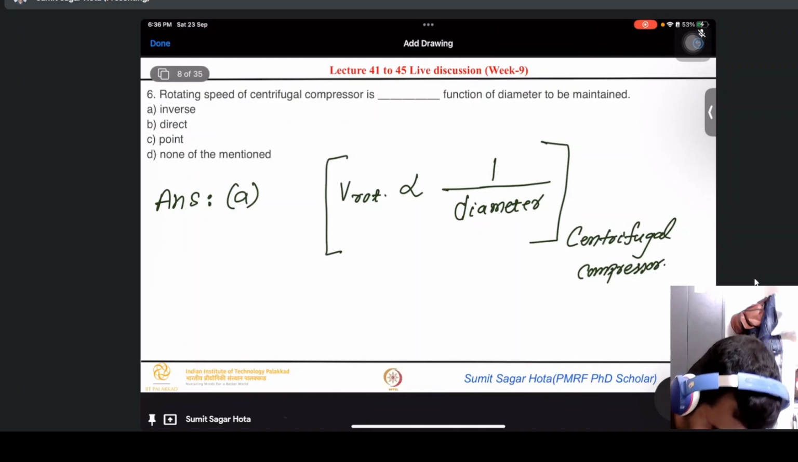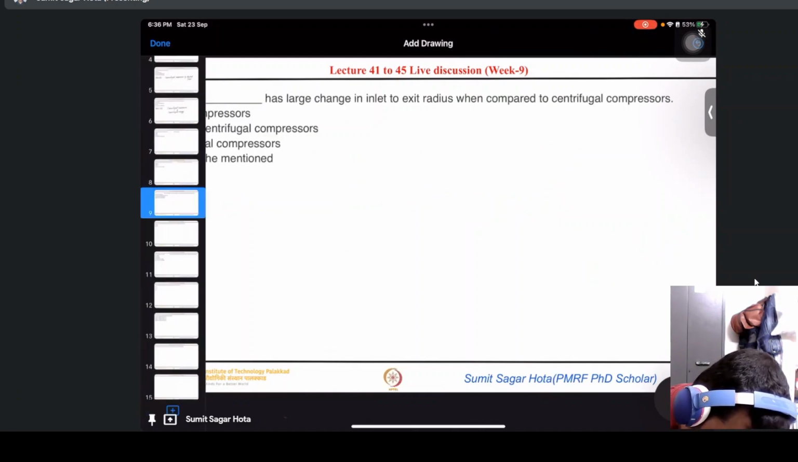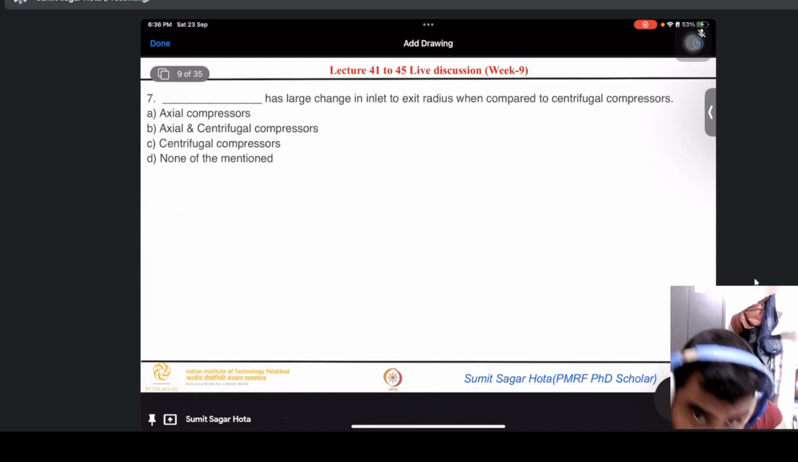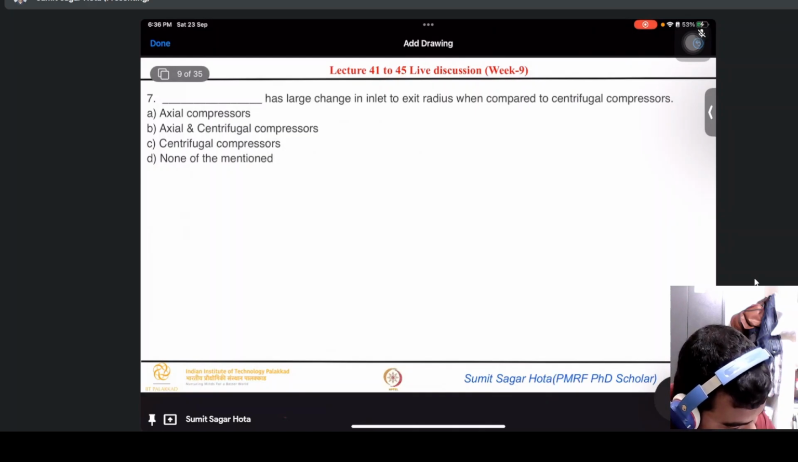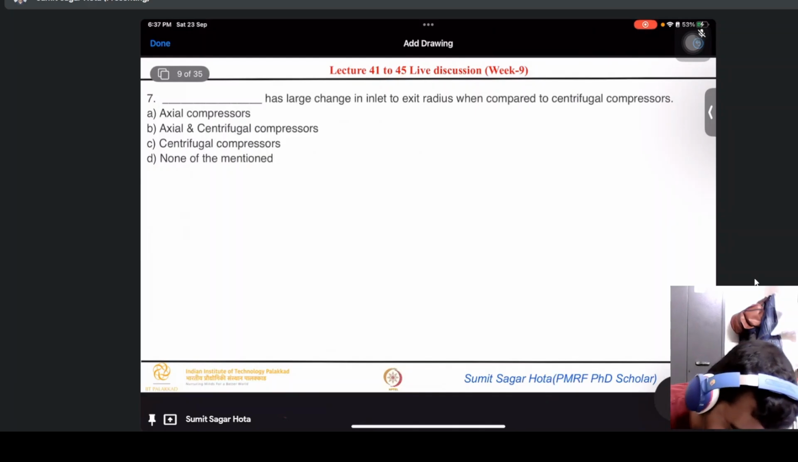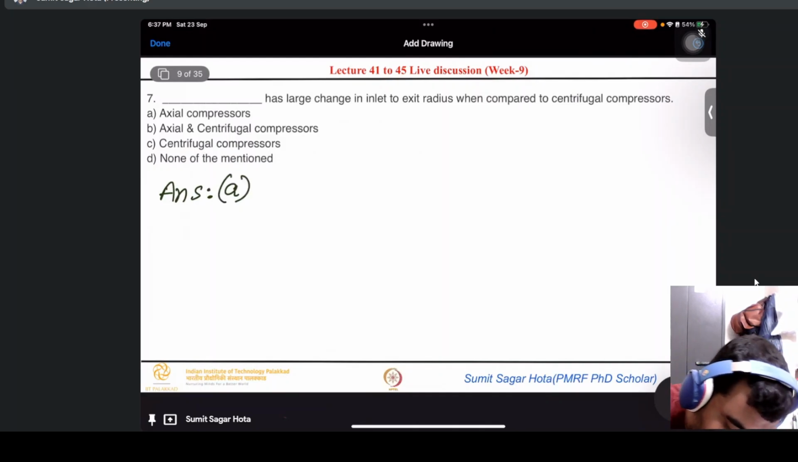Okay, so next question. Dash has a large change in inlet to exit radius when compared to a centrifugal compressor. So the answer is A. The answer is axial compressor.